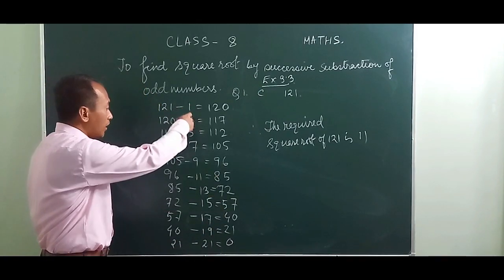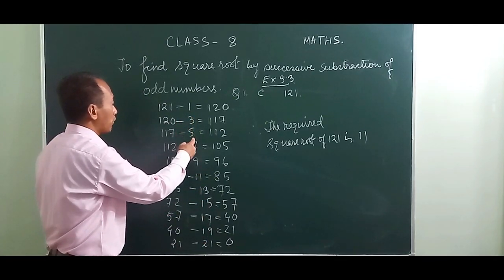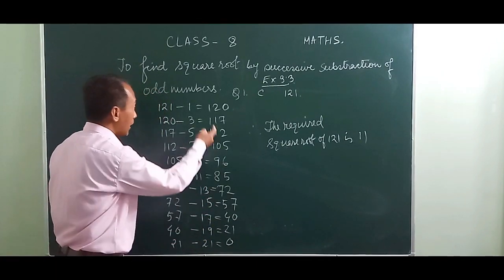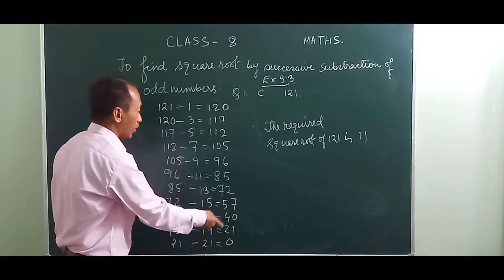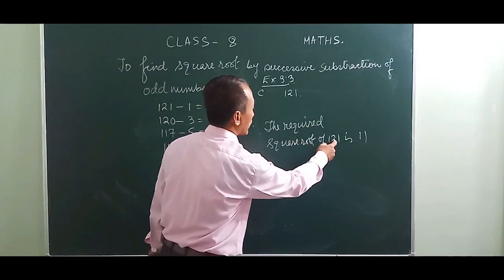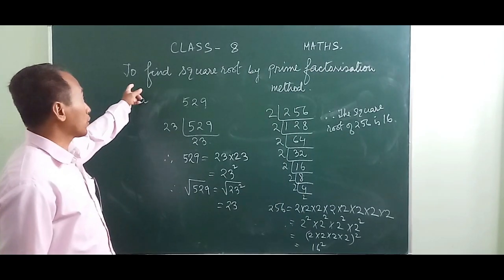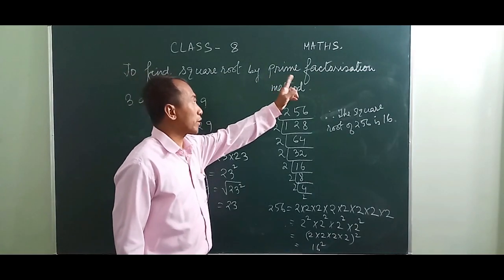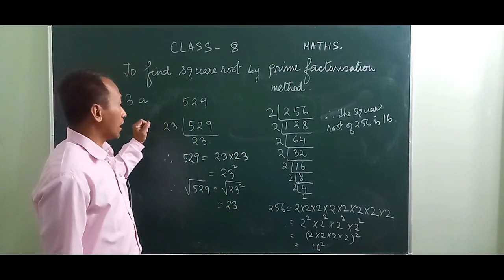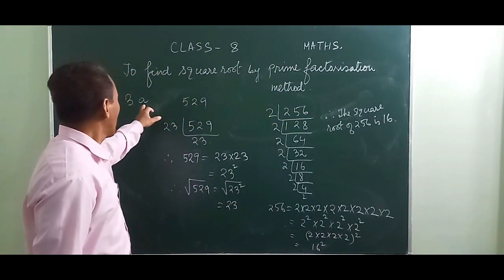So how many successive odd numbers have you subtracted? 1, 2, 3, 4, 5, 6, 7, 8, 9, 10, 11. 11 successive odd numbers you have subtracted, 11 times. Therefore the required square root of 121 is 11. The next method to find the square root is the prime factorization method. You open exercise 3.3 and question number 3a.